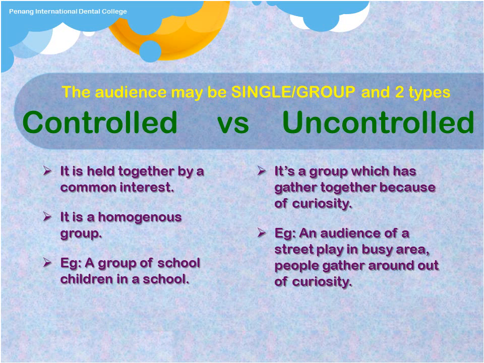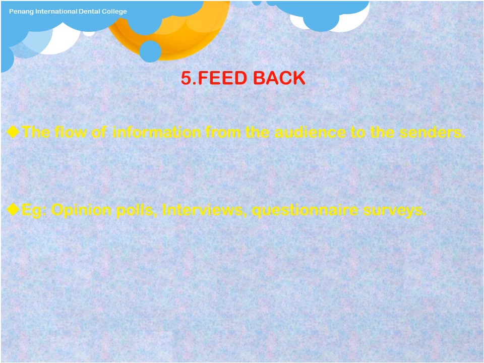So the audience may be controlled or it may be uncontrolled. The controlled is like what we have when we hold lectures in schools and colleges. The uncontrolled is when a group of people gather more because of curiosity. This can be when a play is conducted in public, that is on the streets or on the roads, and people have gathered to find out what's going on. Now, the feedback, I'm sure you're all very well aware, because at the end of your terms, you do give feedback about your lecturers.